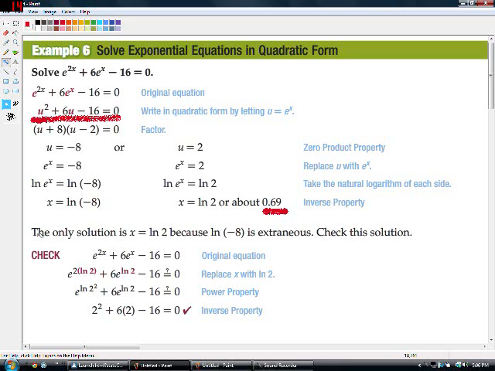Now, the solution is only x equals natural log of 2, because you cannot take the natural log of a negative number.